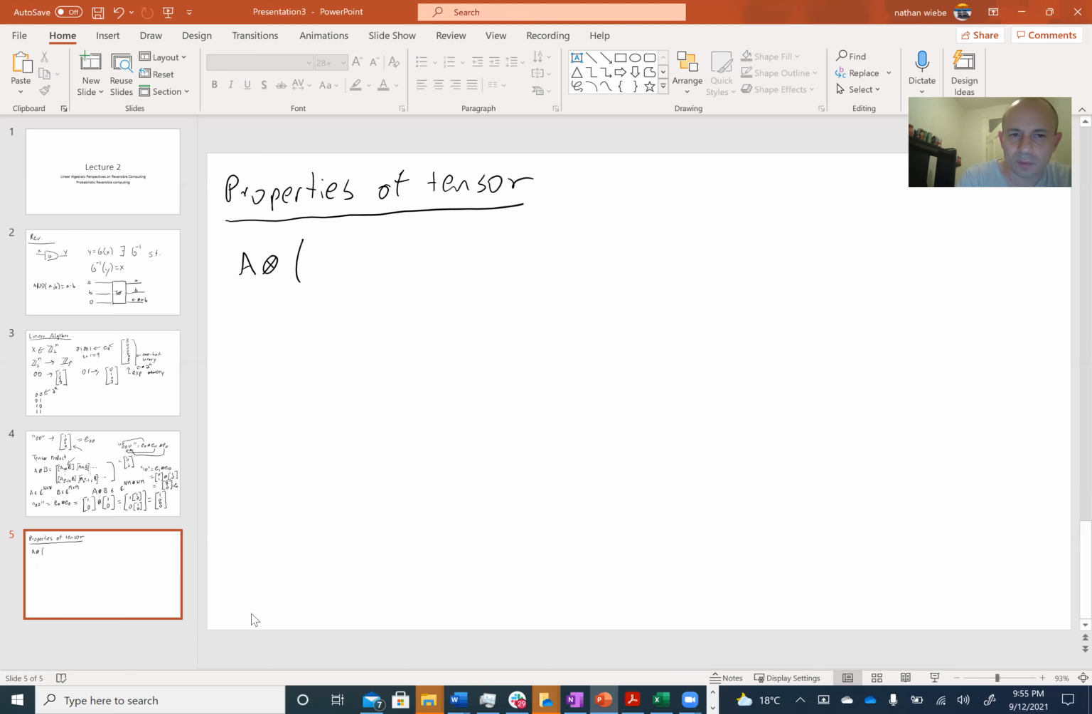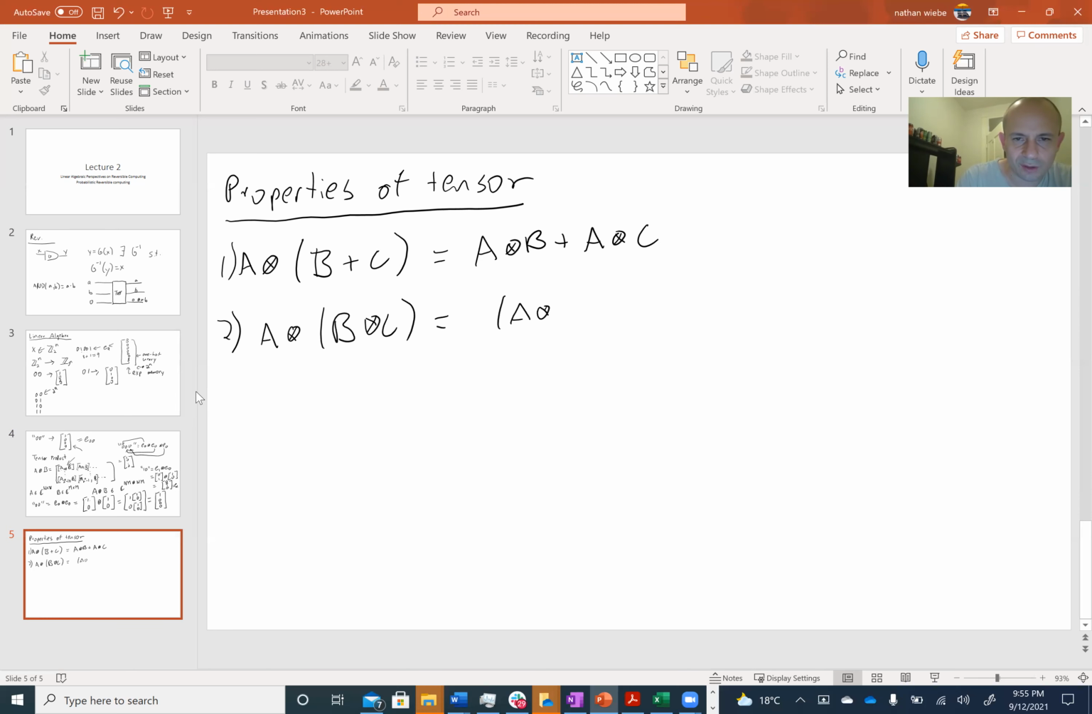The first one is that it's a linear operation. So if we have two matrices, B plus C, that are obviously the same dimension, otherwise addition doesn't make any sense, this is A tensor B plus A tensor C. Okay, so it's linear. Fantastic. The second thing is it's also associative. So what I mean by that is A tensor B, tensor C is equal to A tensor, B tensor C. All right, so that's really awesome.